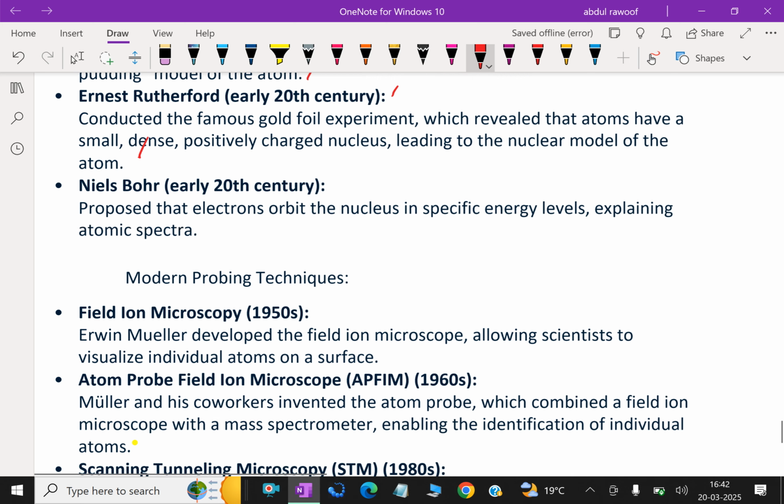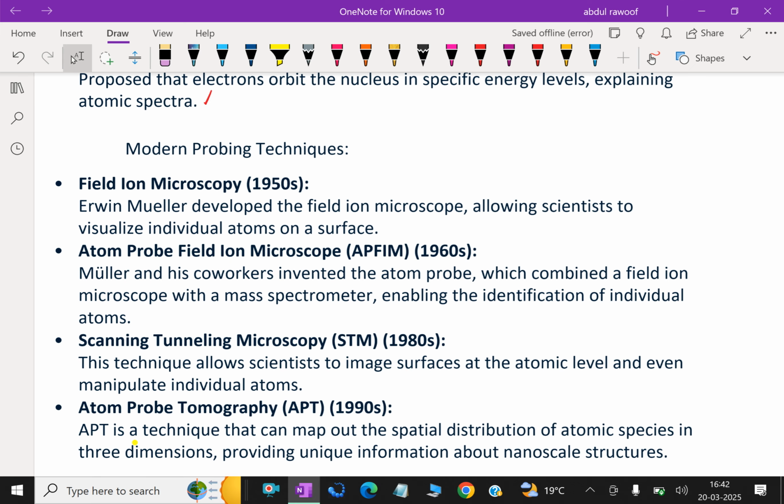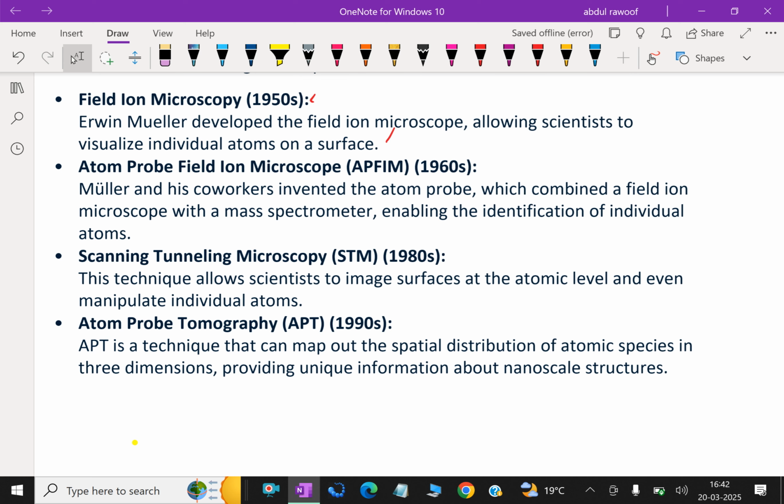Niels Bohr, in the early 20th century, proposed that electrons orbit the nucleus in specific energy levels, explaining atomic spectra. Modern probing techniques: field ion microscopy in the 1950s. Erwin Mueller developed the field ion microscope, allowing scientists to visualize individual atoms on a surface. Atom probe field ion microscope: Mueller and his co-worker invented the atom probe, which combined a field ion microscope with a mass spectrometer, enabling the identification of individual atoms.